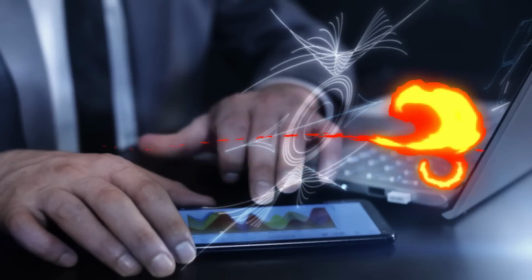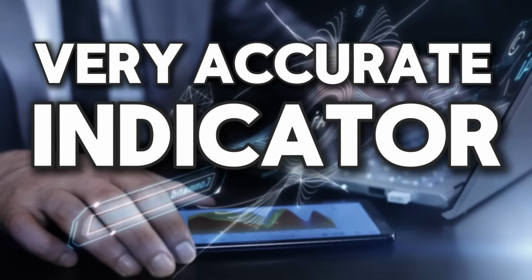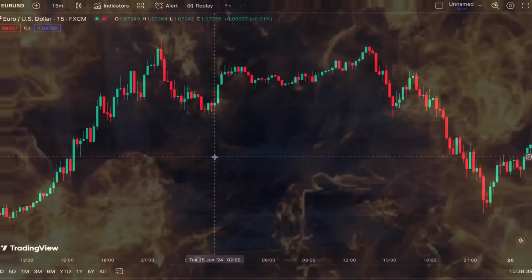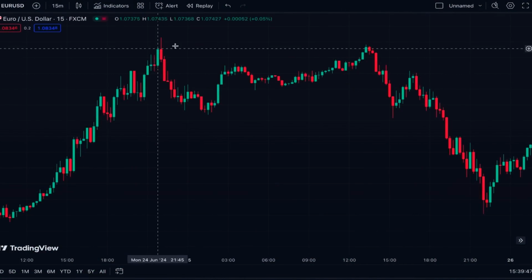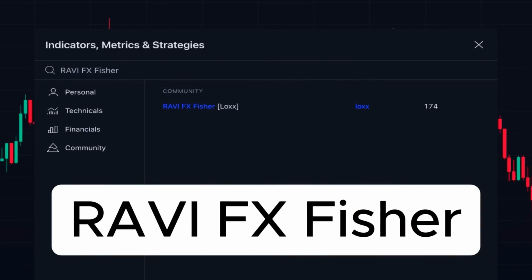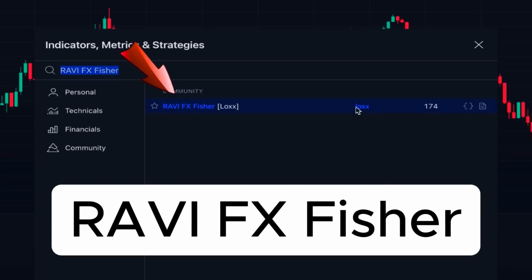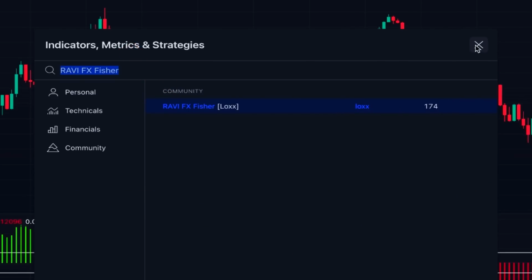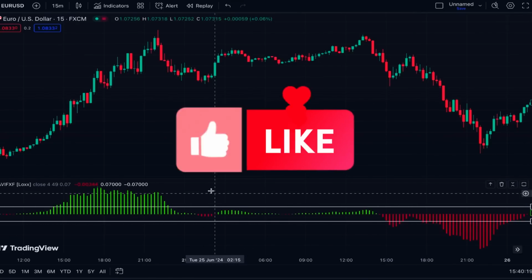In this video, I want to introduce a very accurate indicator on TradingView that will blow your mind. To add this amazing indicator to our chart, here we click on indicators and we search RAVIFX Fisher, this one, which is written by LOXX. Alright, this is the indicator, and as you can see, it's added here below the chart.